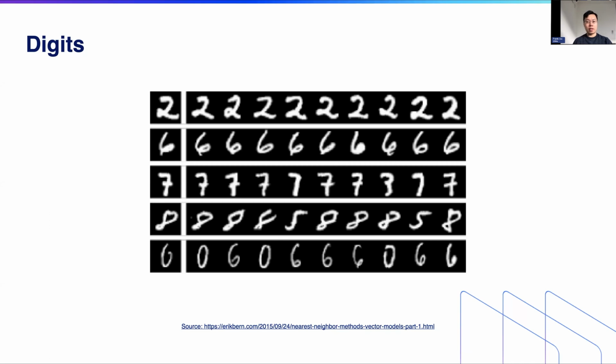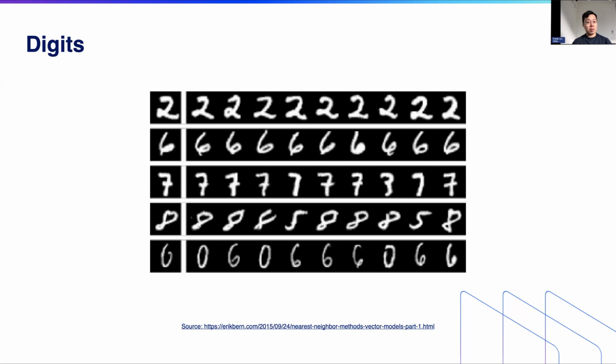You can see in this case, the top row is simply a variety of 2s. Second row is a variety of 6s, 7s, 8s. You do see a bit of 5s in there, but semantically, these 5s are written in a very similar way to these 8s, and 6s at the very bottom. These are, again, the nearest neighbors in this high dimensional vector space to these input digits.